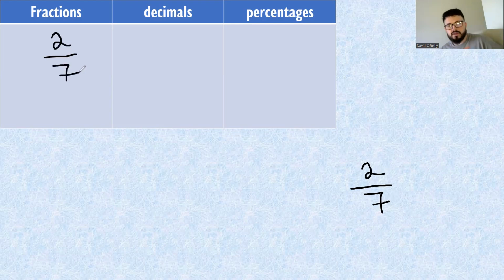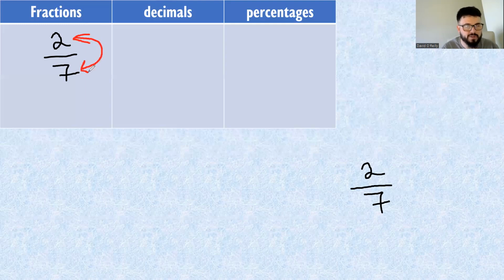But how do we express that fraction as a decimal and as a percentage? Okay, let's do it. In order to change a fraction into a decimal, what we need to do is divide the numerator, the top number, by the bottom number, the denominator. We do the top number divided by the bottom number, so 2 divided by 7. I'm going to set that out in a bus stop.